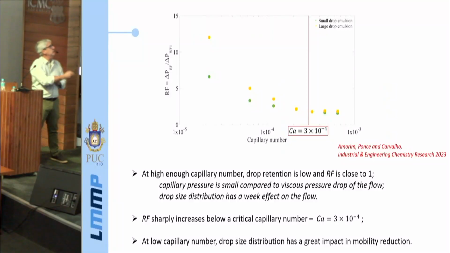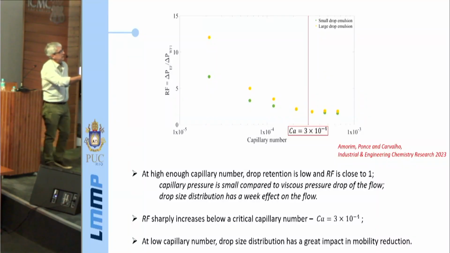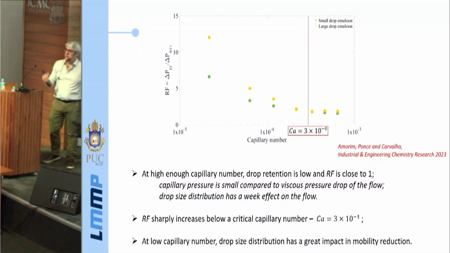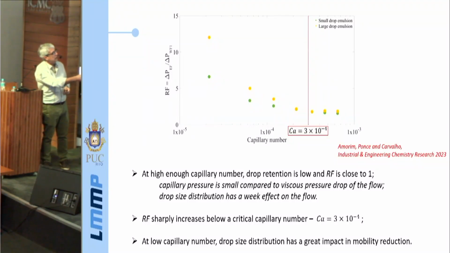Okay, so this is the RF as a function of capillary number and also as a function of the drop size distribution. One important point here is that if the capillary number is high enough, as I showed you in the video, very few drops get trapped because the pressure difference is high enough that you can flow through. You win the capillary pressure so the drops can flow through. So there's very little effect of the presence of the drops, and the size doesn't really matter much. You get the same RF with large and small drops.